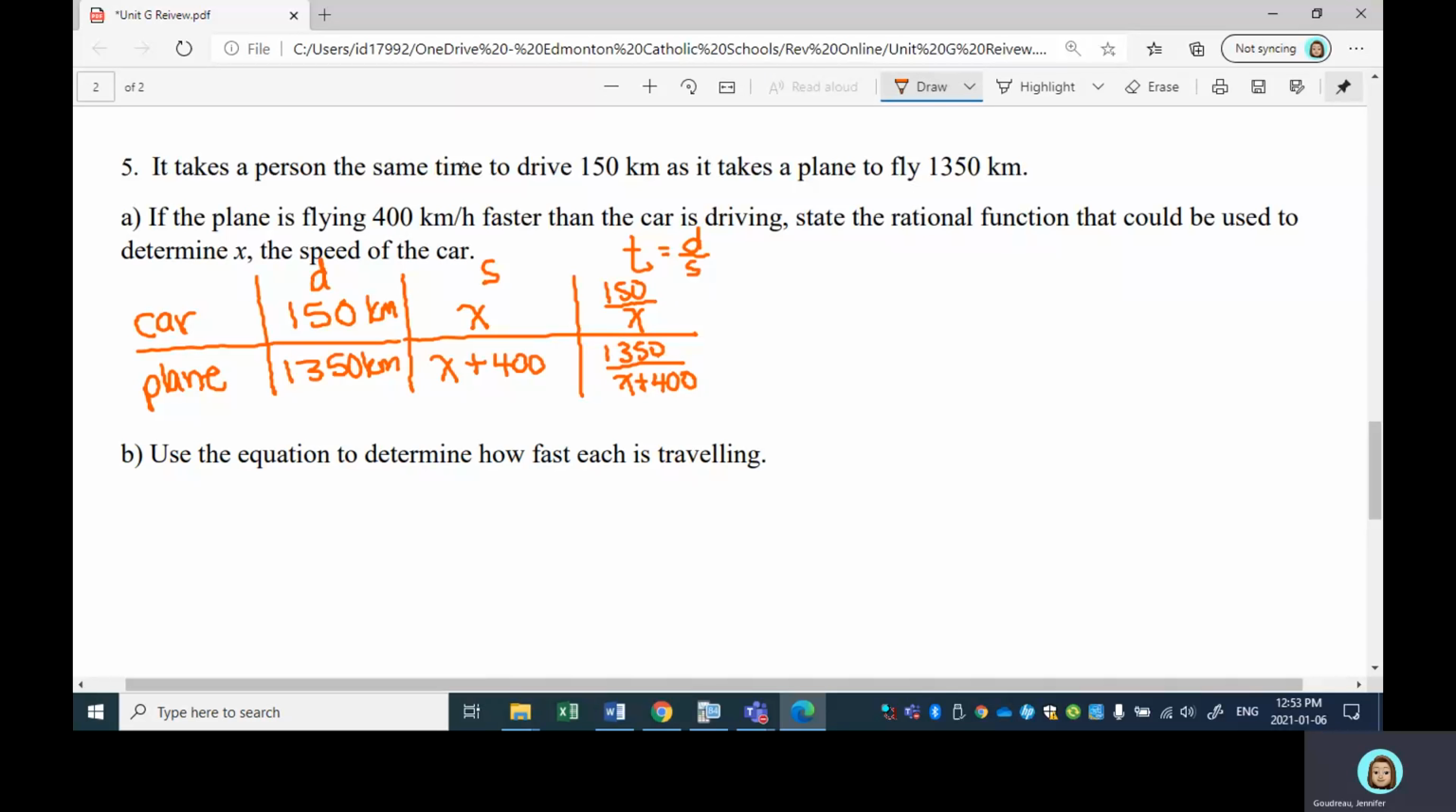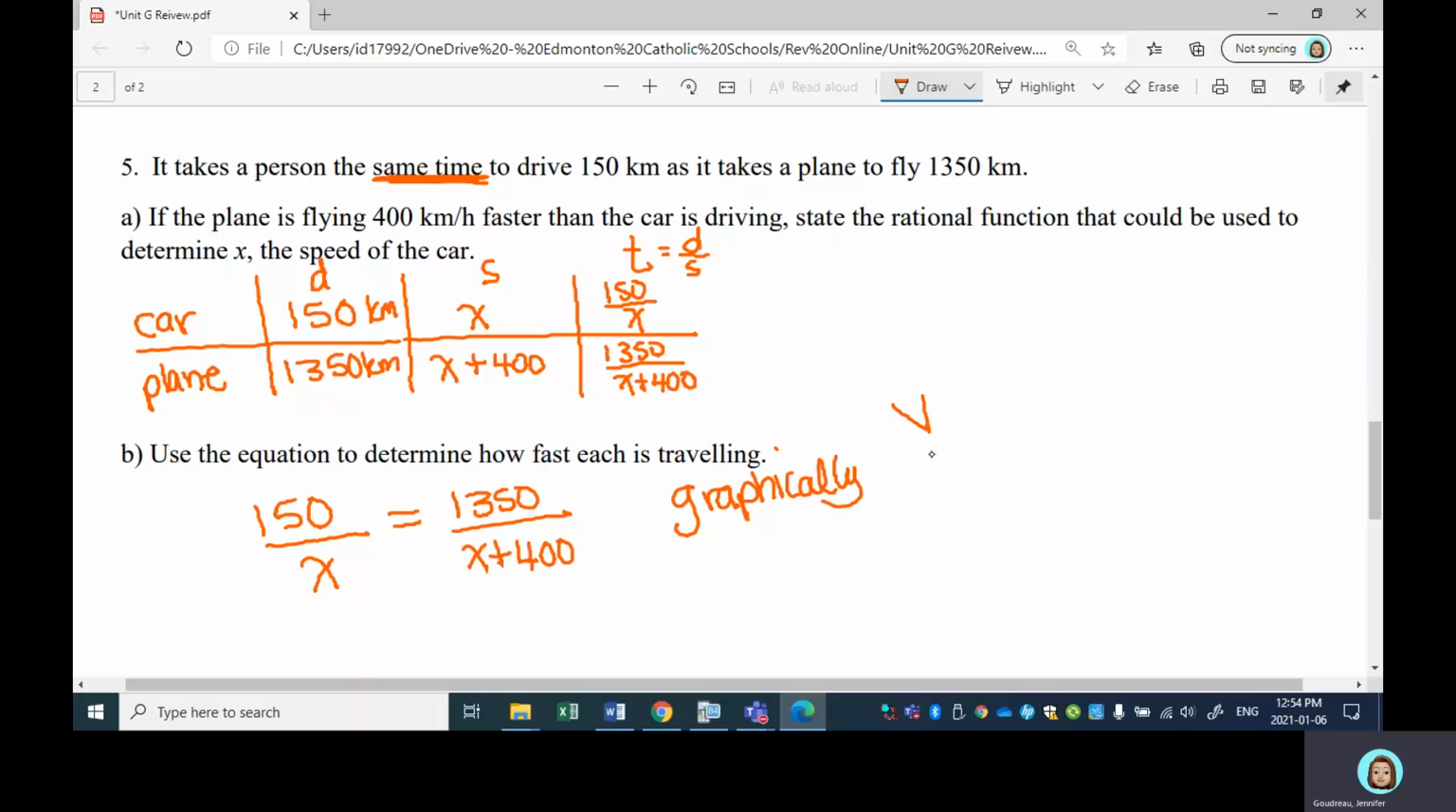Now, here's what we know. We know that it takes the same time. So in part B, the equation that we're going to use here would be 150 over x, the time that we are driving, is equal to the time that we are flying. We could solve this algebraically, but what I want to demonstrate is solving graphically, because that's a bigger focus in Math 30-1. So when we solve this graphically, the easiest thing to do is to leave everything as it is.